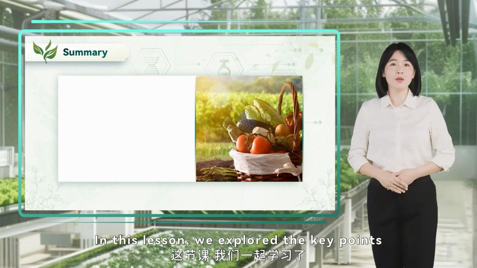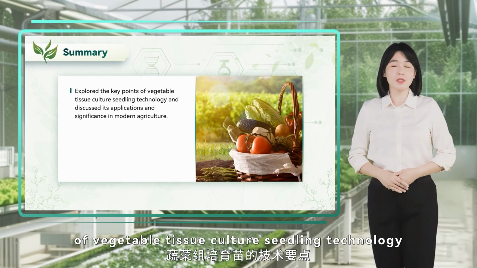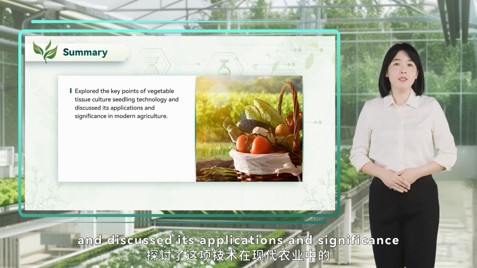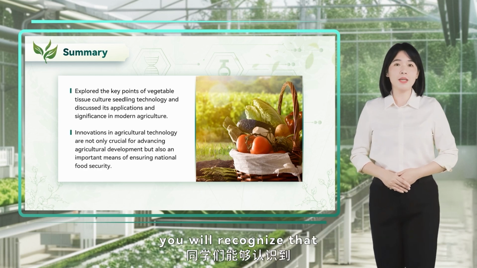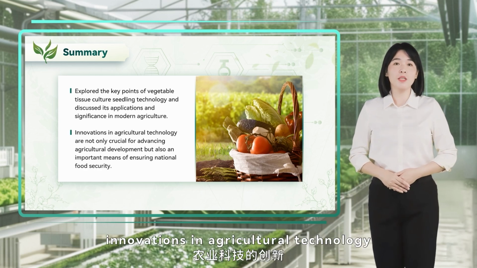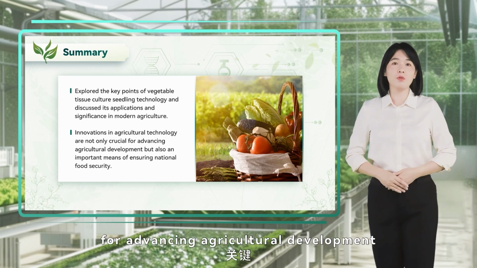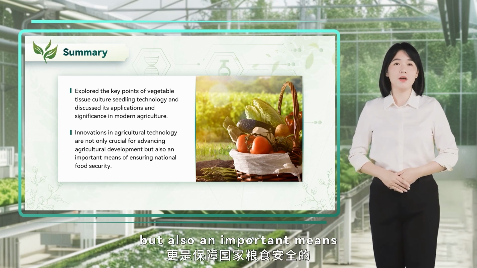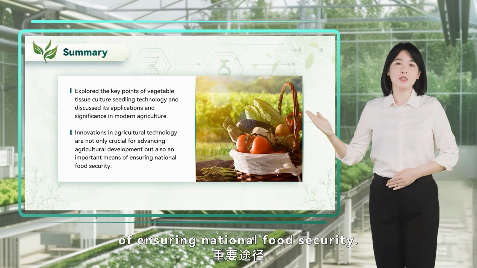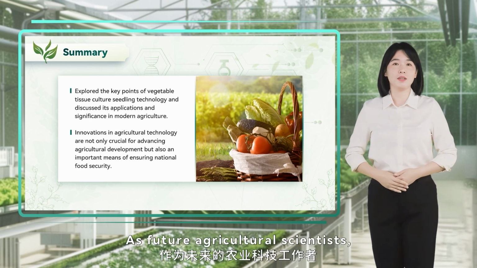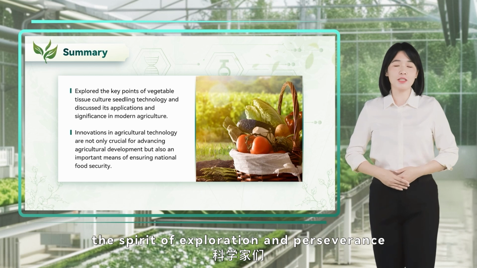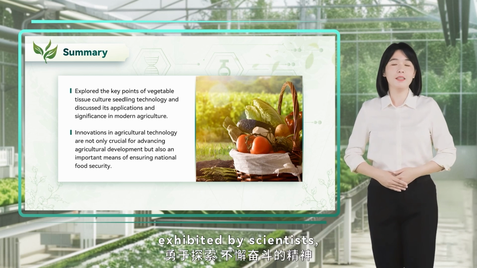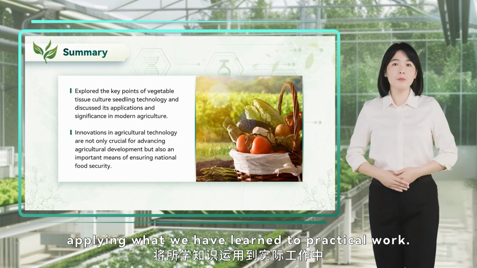In this lesson, we explored the key points of vegetable tissue culture seedling technology and discussed its applications and significance in modern agriculture. I hope that through this learning experience, you will recognize that innovations in agricultural technology are not only crucial for advancing agricultural development, but also an important means of ensuring national food security. As future agricultural scientists, we should inherit and promote the spirit of exploration and perseverance exhibited by scientists, applying what we have learned to practical work.